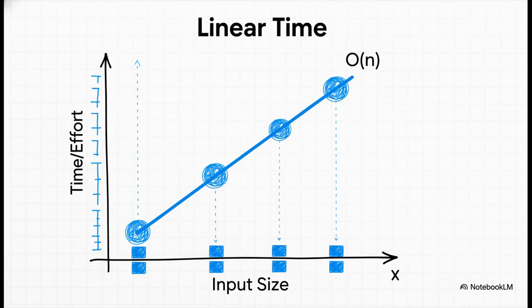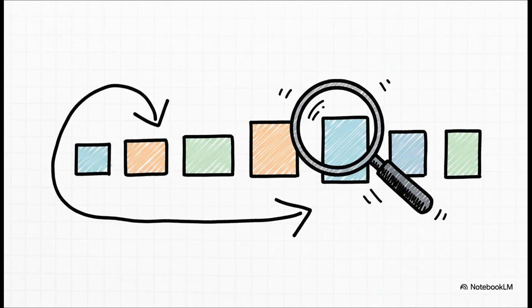All right, let's take one step up the ladder to O of n, or linear time. This is super common and pretty intuitive. Here, the runtime grows in direct, predictable proportion to the size of your input. So if you double the amount of data, you can expect it to take roughly double the time. It's a straight line.